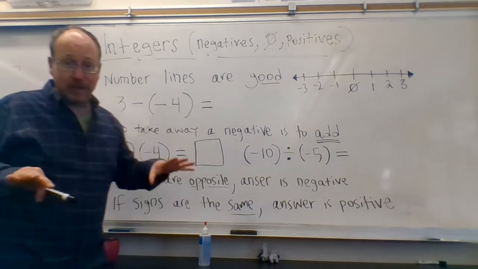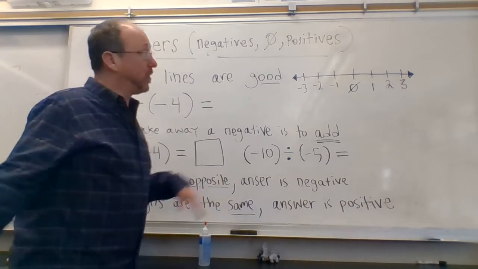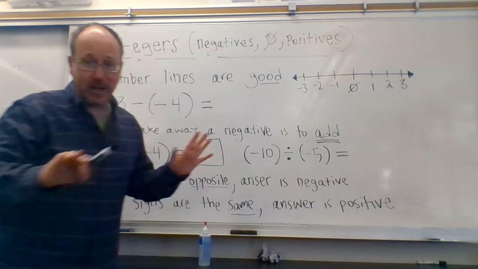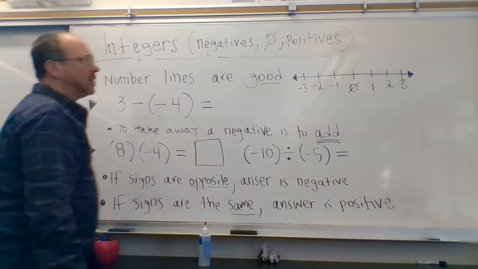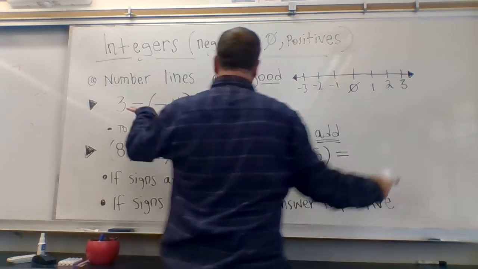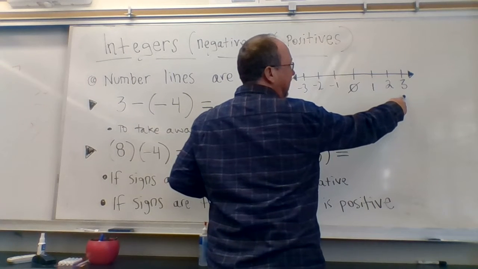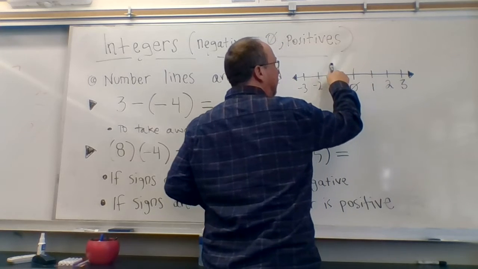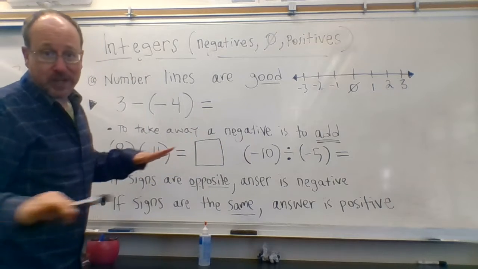Number lines are good. Number lines are your friend. Make one in your journal, have one out. -3, 0, 3. Just do it. It helps you when you're working with things like, okay, if I'm at 3 and then take away 5, it'd be 3, 1, 2, 3, 4, 5, -2. Okay, cool. 3 minus 5, number lines are your friend.